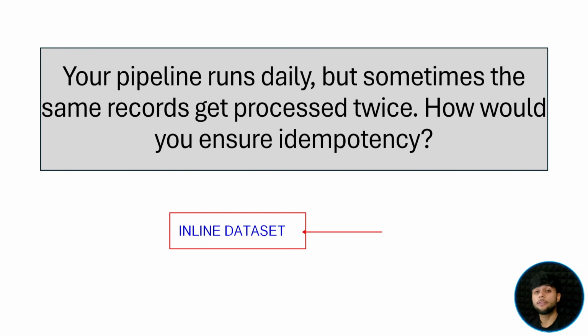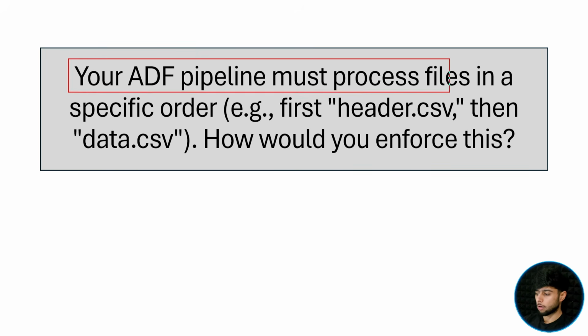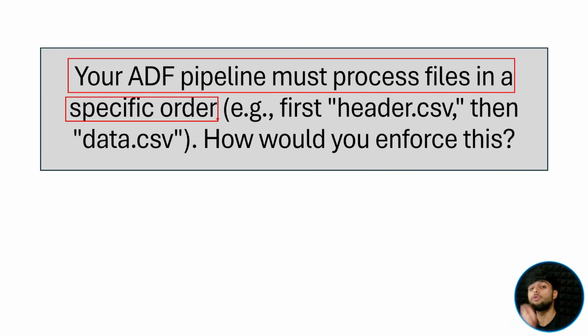Perfect. Let's see our next question. So this question says your ADF pipeline must process files in a specific order. By the way, you can answer this question very well if you observed carefully while we were performing our Get Metadata activity. For example, header.csv first, then data.csv. How would you enforce this?